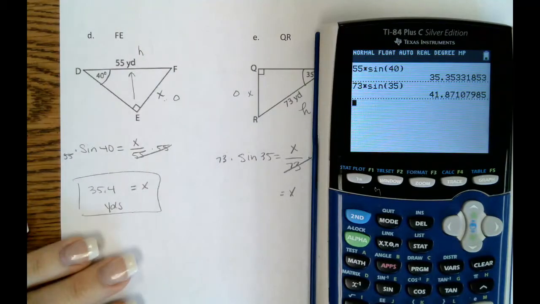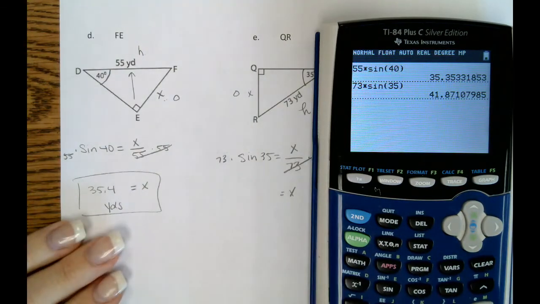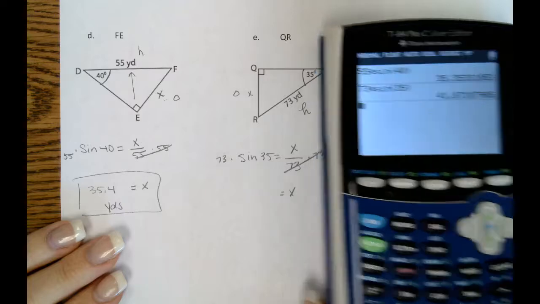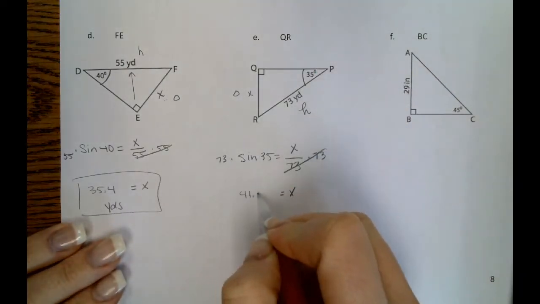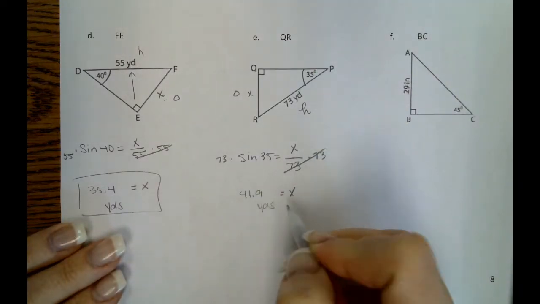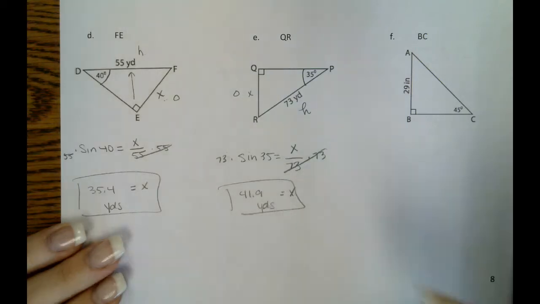So if you put that in your calculator, we end up with 41, and we round that to 0.9, 41.9. And that measurement is in yards as well.